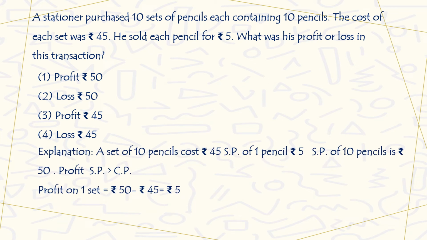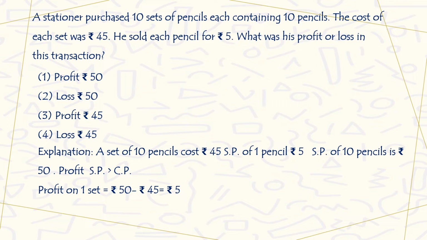A set of 10 pencils costs rupees 45. So selling price of one pencil was 5 rupees, right? We have seen this in the question. And selling price of 10 pencils is rupees 50. If he is selling 10 pencils for rupees 5 each, so it will be rupees 50, है ना? So here he is making a profit. उसका जो पेंसिल का कॉस्ट था that was 45 rupees की 10 pencils, but he made 50 rupees out of it. समझ में आ रही है बात? By selling it for 5 rupees. So he made a profit.